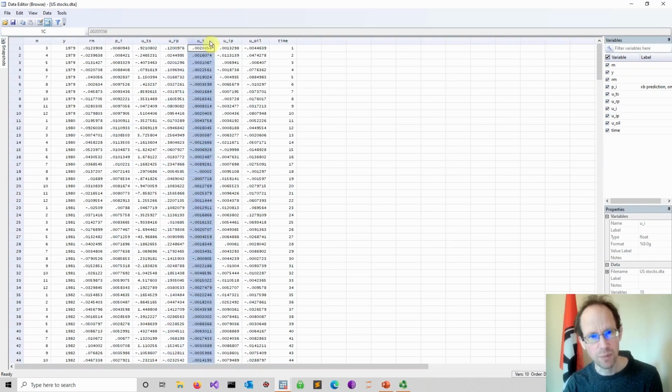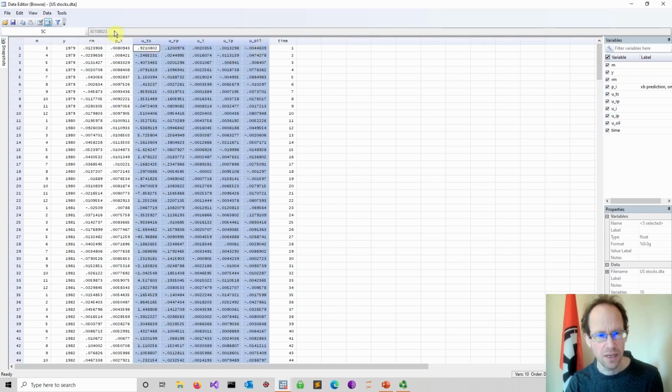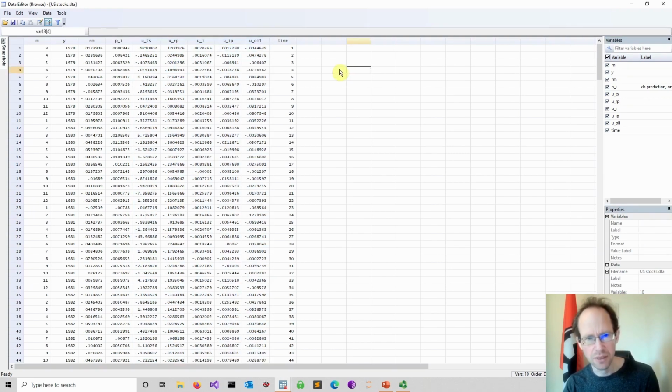Then we have the unexpected inflation, the unexpected industrial production, and the unexpected oil price change. So these are basically economic shocks. So the idea is, can we explain the stock market return using these macroeconomic variables? And there have been a few papers that actually explore this relationship.